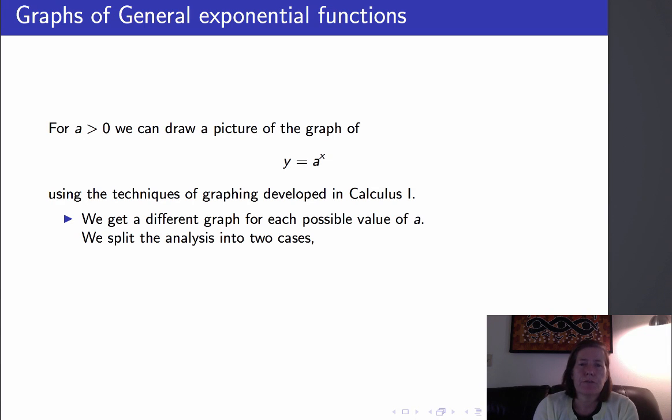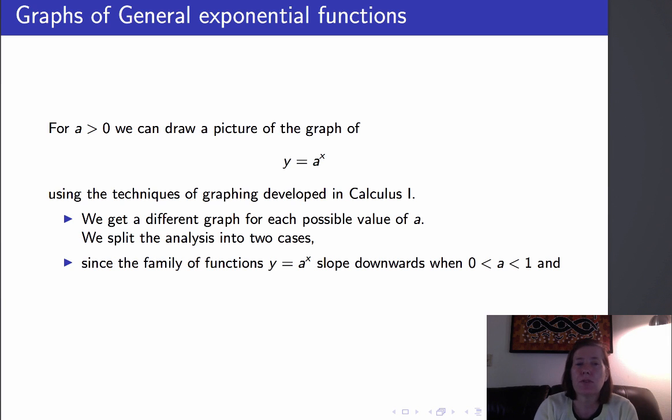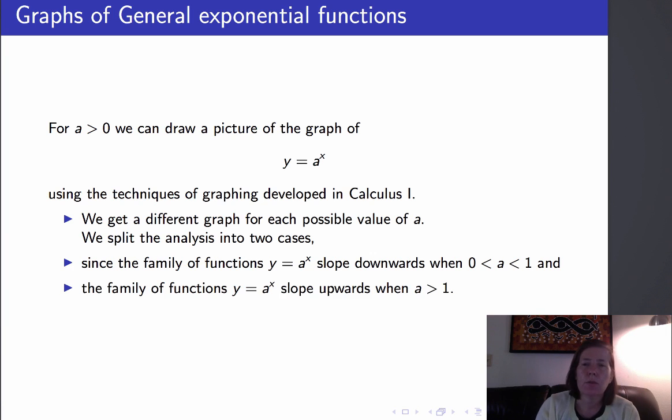So let's draw a picture of the graph of y equals a to the x using our techniques of graphing developed in Calculus 1. We're going to get a different graph for the different values of a, so we're going to split the analysis into two cases. The family of functions y equals a to the x when a is between 0 and 1 will slope downwards, and we'll treat the graphs of those separately from the graphs of the family of functions y equals a to the x when a is larger than 1, which slope upwards.